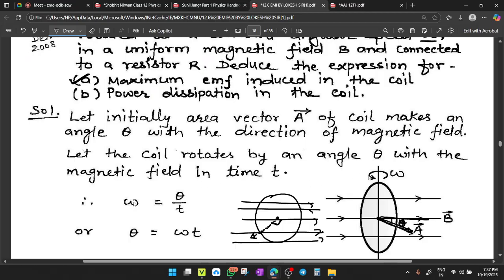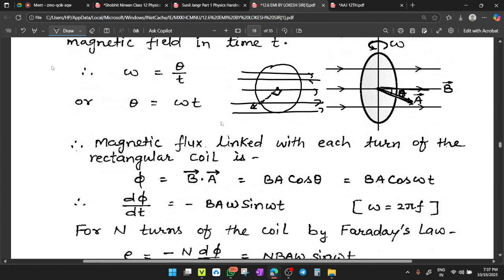Yes, the angular speed of this coil is omega. So let initially the area vector of the coil make an angle theta with the direction of the magnetic field. At some place, if the angle is theta, let the coil rotate by an angle theta with the magnetic field in time t. The formula for omega: omega is equal to angular displacement upon time t, right? Angular velocity is equal to angular displacement upon time. So theta is equal to omega t. Clear? Class 11th formula. So theta is equal to omega t.